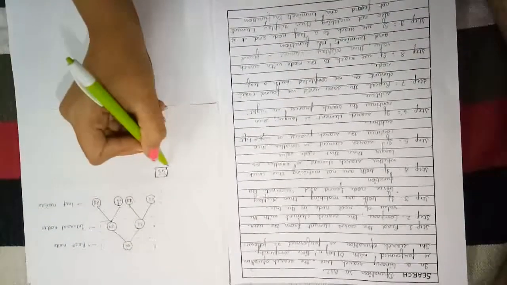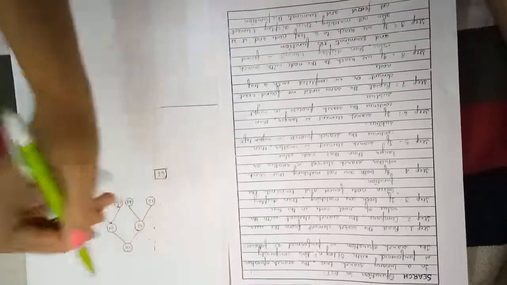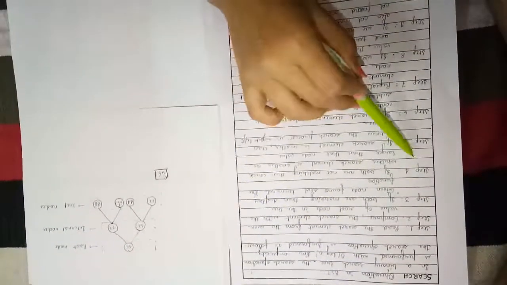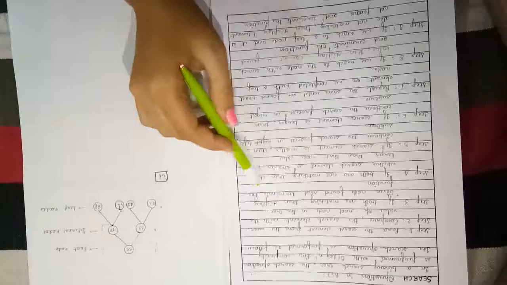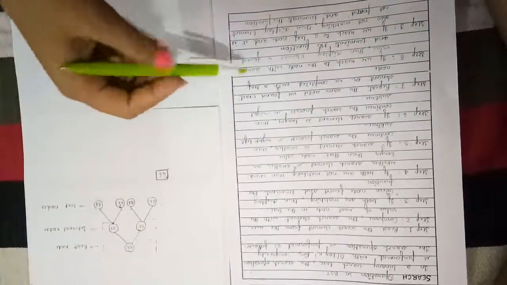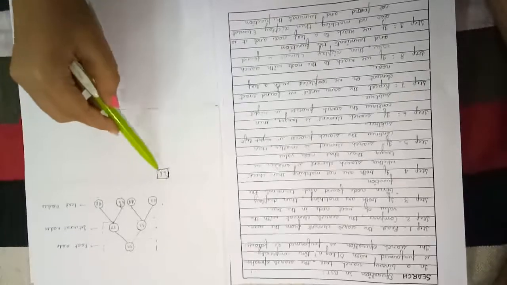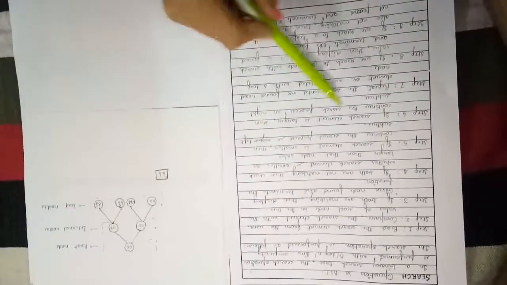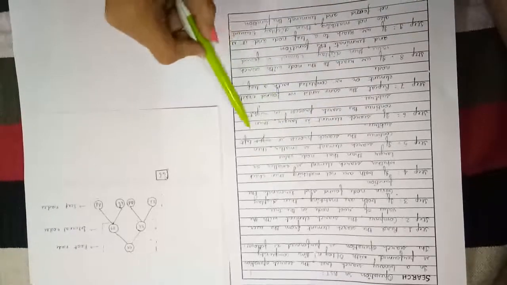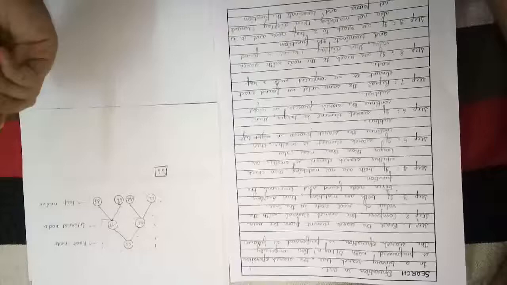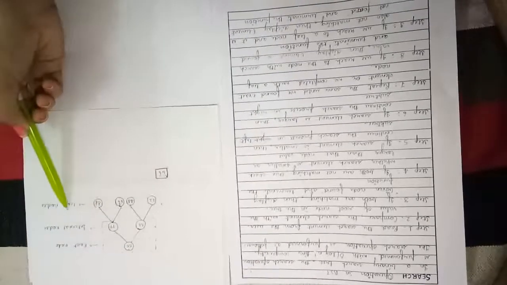So, our element is 66, which is not equal to 55. Then, if this is not true, we will go to step number 4, which is to check whether the search element is smaller or larger than the root node element. So, we can see that 66 is larger than the root node element. If the search element is larger, then continue the search process in the right subtree. Now we will continue the search process in the right subtree.